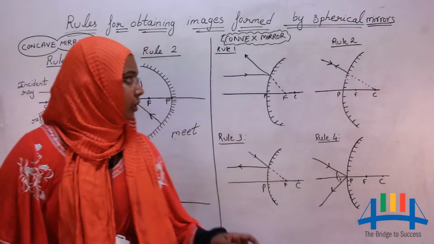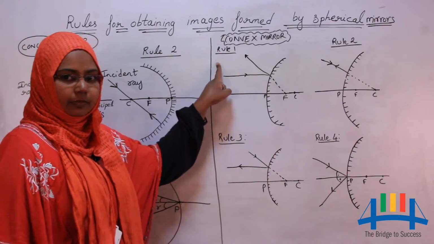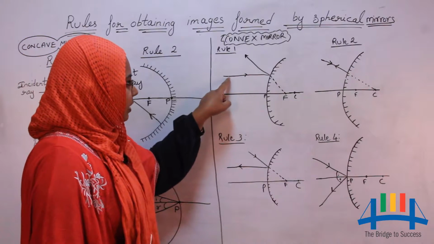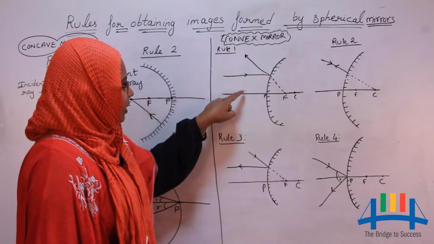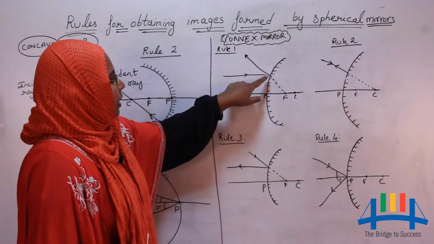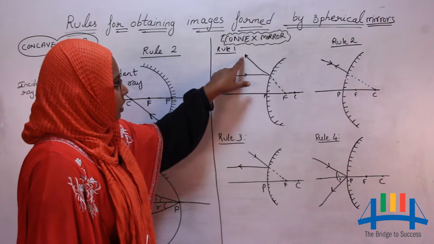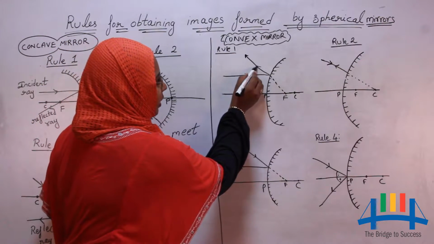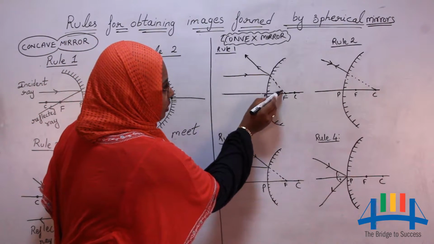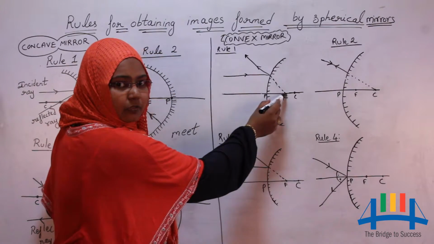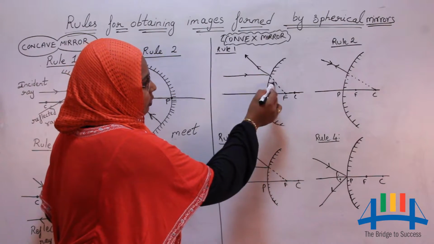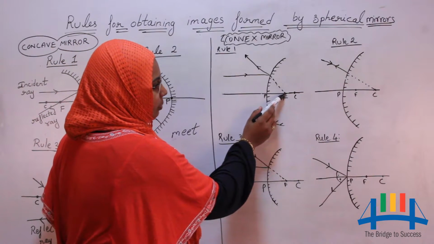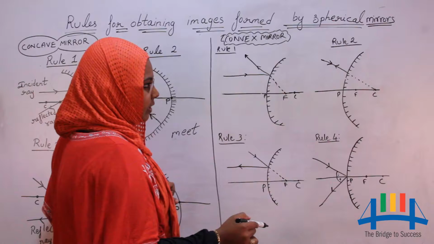Now coming to the rules of convex mirror. In this case, when the incident ray of light is parallel to the principal axis, it passes through the focus. It is not actually passing, but when you extend this reflected ray backwards, it looks as if it is passing through the focus. So this we call as appear to pass, but it is not actually passing.